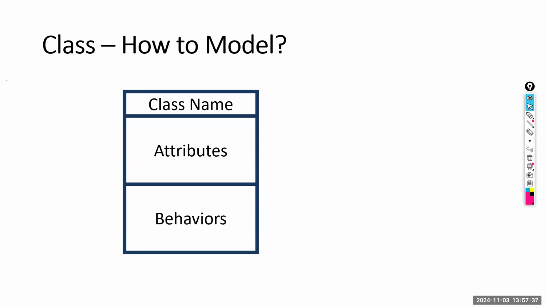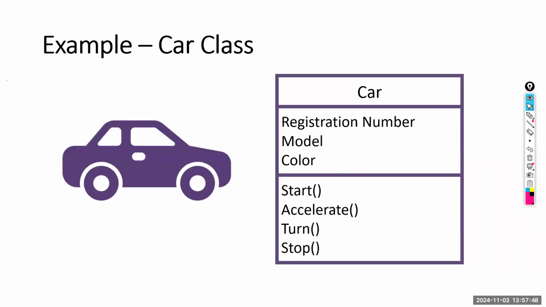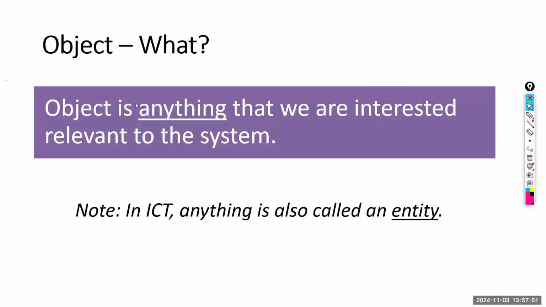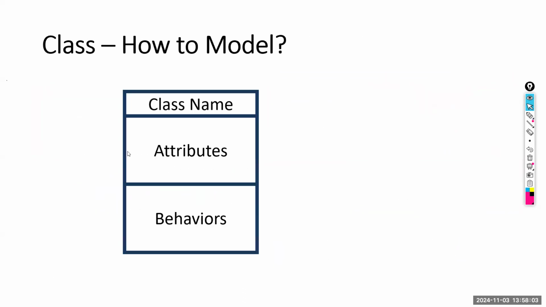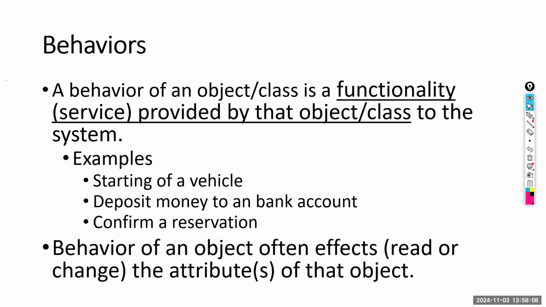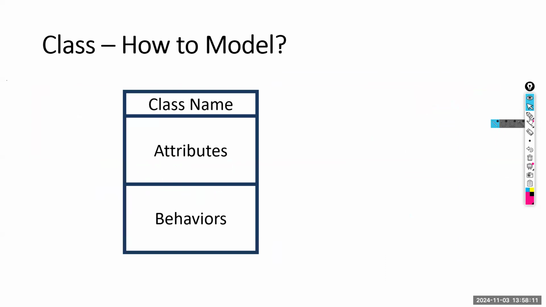Right. So this is how you model an object or class. Now, first of all, you need to understand the difference between class and object. An object is anything that we are interested in relevant to the system. So then what is a class? A class represents or models similar objects. Therefore, our system may have so many objects, but our software will have only a few classes.